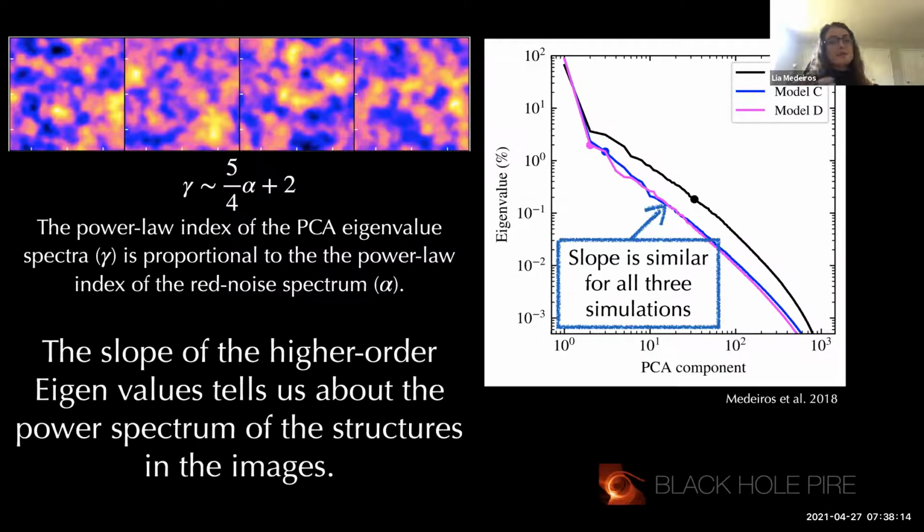One thing to keep in mind here, however, is that we're looking at the power spectrum of the image structures, which is different from the power spectrum of the turbulence itself, right? Because we also need to take into account how the turbulent flow is actually going to be emitting light, and then how that light will be affected by the lensing of the black hole. But it's still interesting that even though the images look very different, they have the same power spectrum.